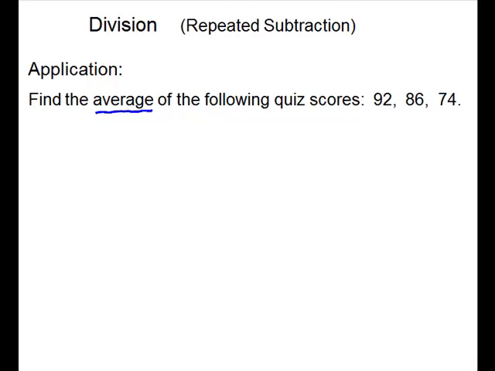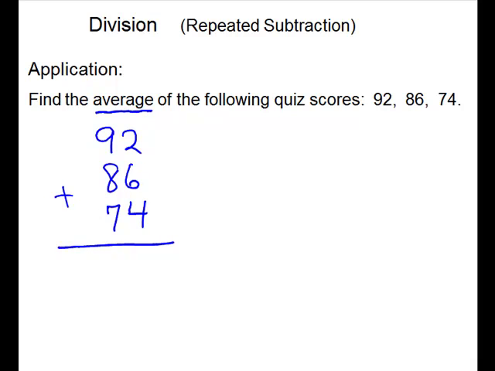Next, we'll have an application problem. Find the average of the following quiz scores: 92, 86, and 74. If you remember, an average is kind of like the middle. Not exactly the middle necessarily, but kind of like the middle. And we add up all the scores and then divide by the number of scores that we have. So if we want to find the average, we're going to add up 92, 86, and 74.